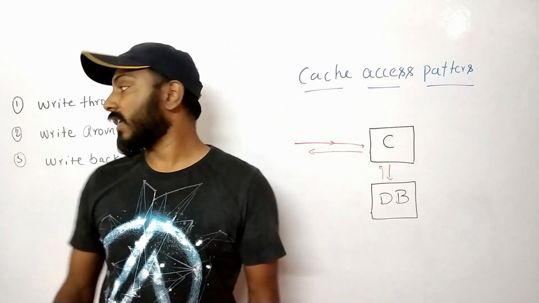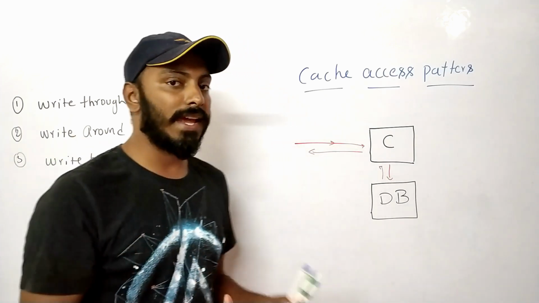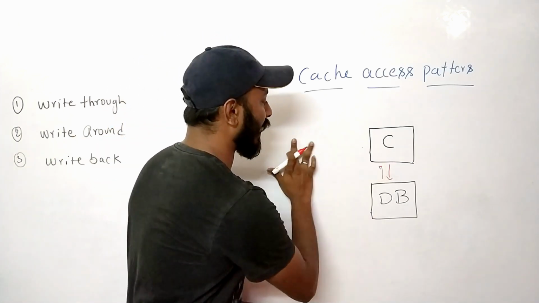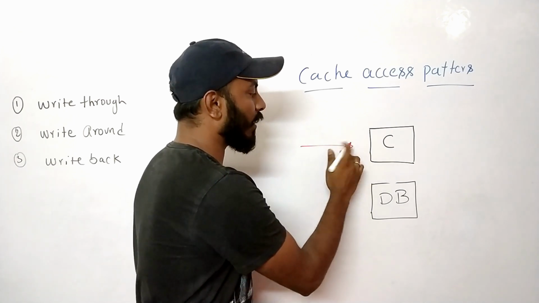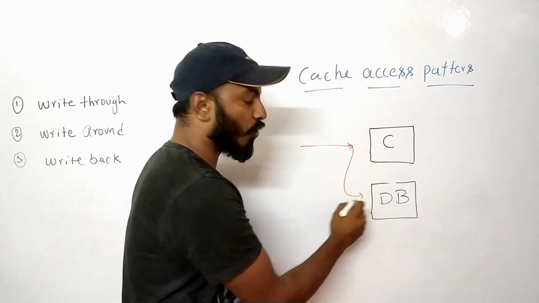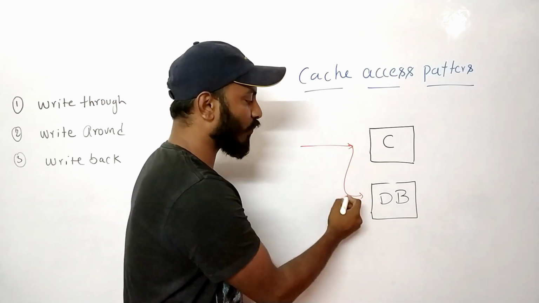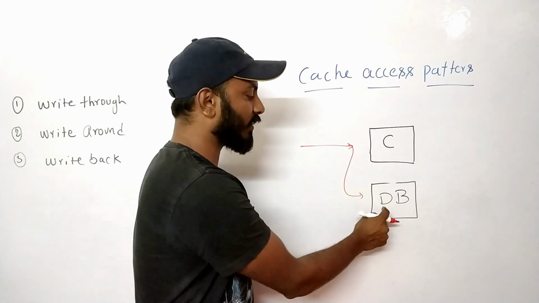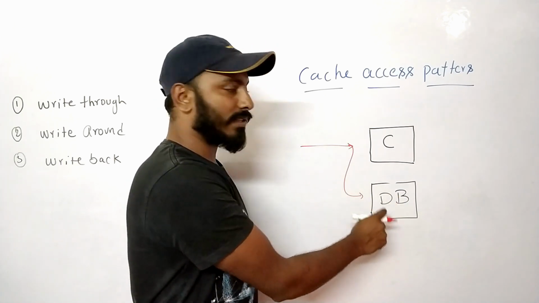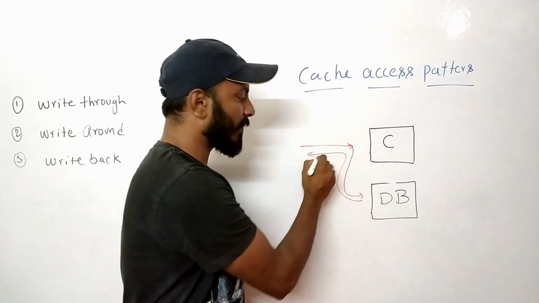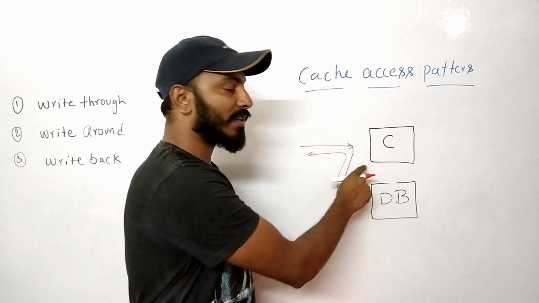The second pattern is write around. As the name says, this is a write around system in which the write request goes around the cache. That means the write request will go to the main memory or the DB. In this case, the DB will confirm that the write is complete, and the acknowledgement will be sent back. The data will not be sent to the cache.